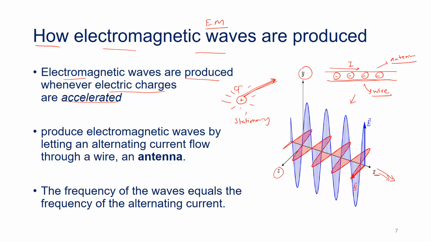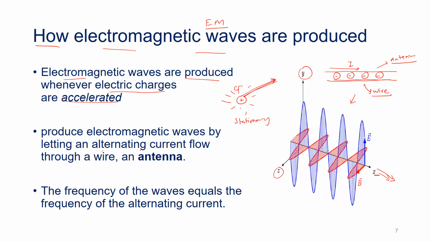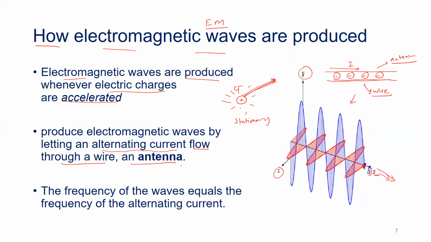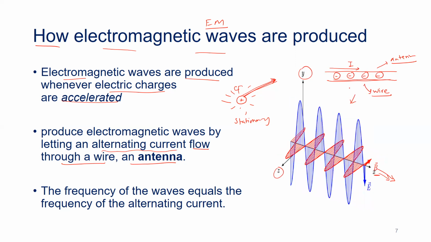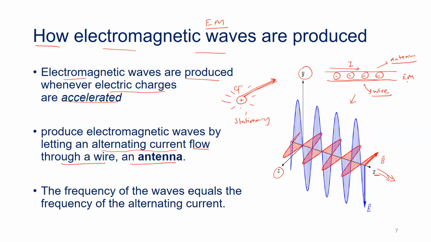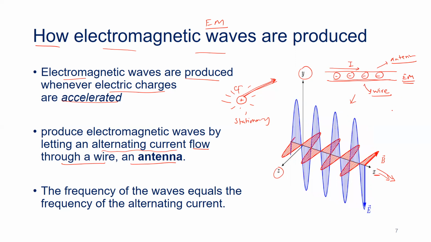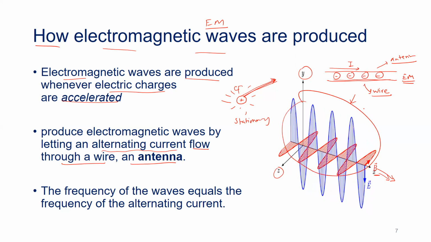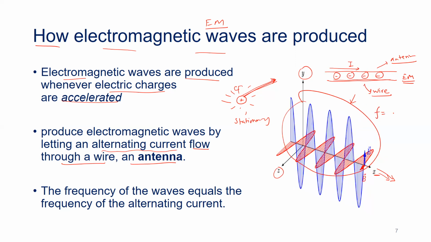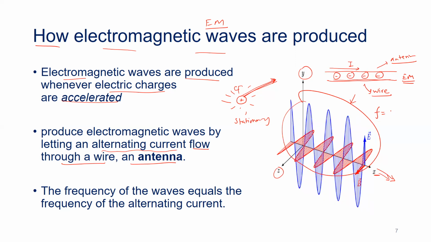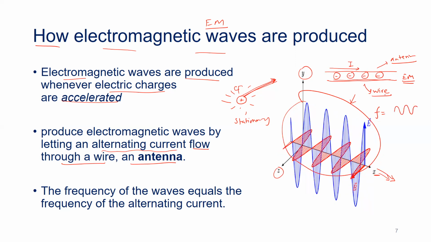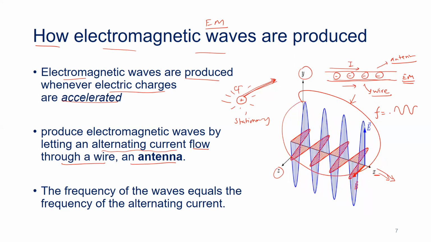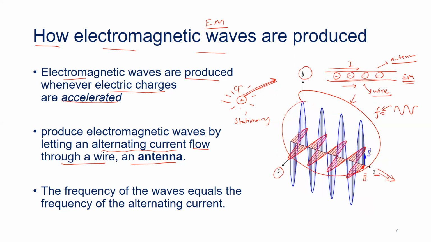So electromagnetic waves are produced by AC, when an AC current flows through a wire or antenna. The frequency of that EM wave that is produced in this wire, in this picture, is equal to the frequency of this AC current. Whatever the frequency of the AC current that is traveling through the wire is nothing but the frequency of the EM wave that got produced due to the charge movement.